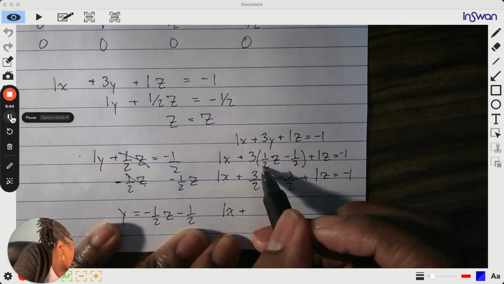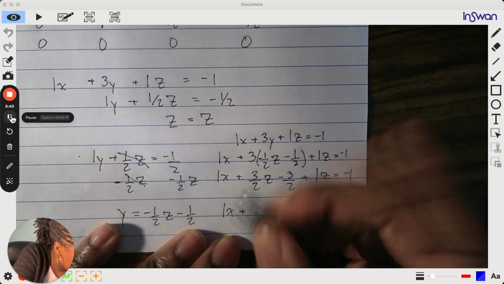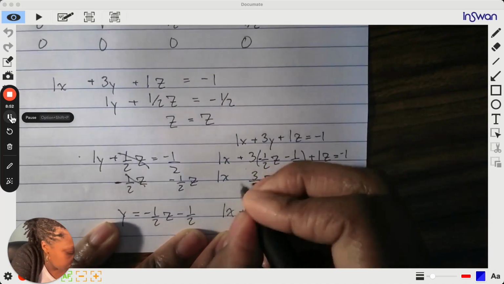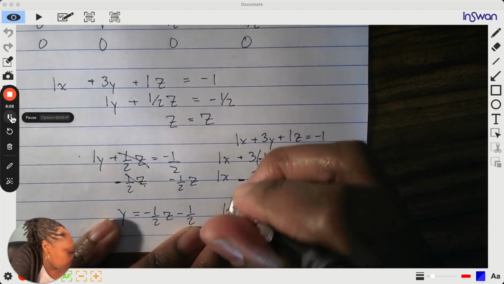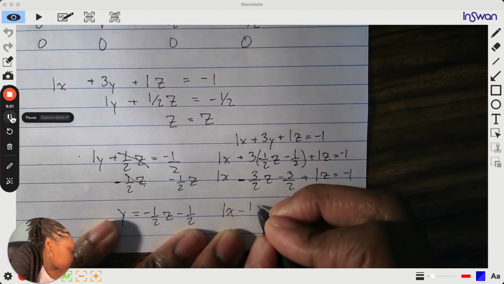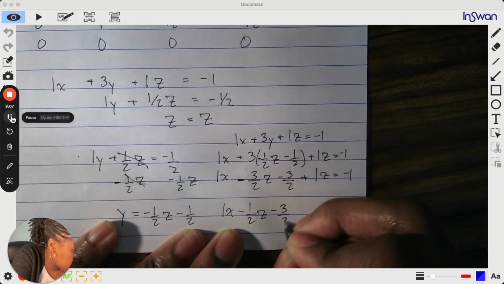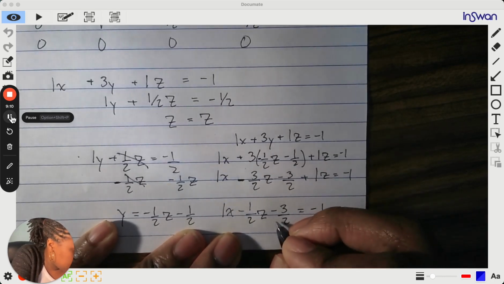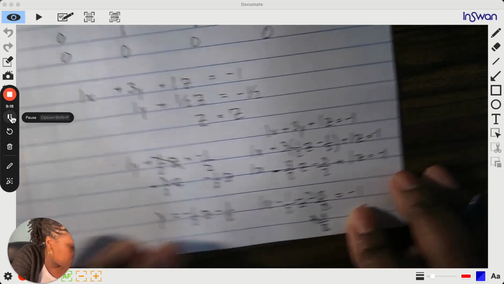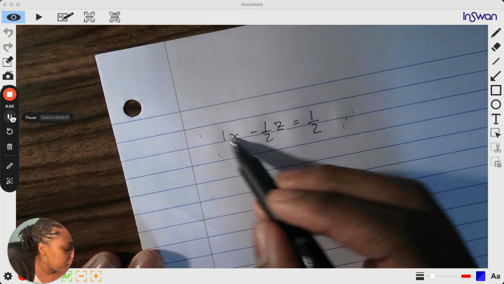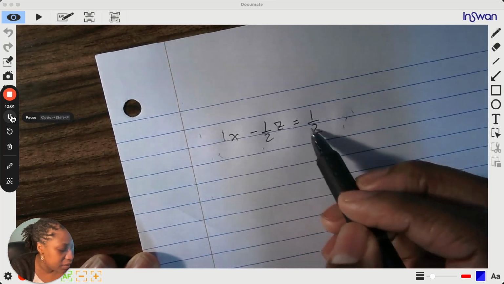I have 3/2 z plus a whole. That leaves me with, oh, hold up. That y had a negative right there in front. So this ends up being a negative 3/2 z. And that leaves me with a negative 1/2 z. And now I'm going to move over my 3/2. That cancels out. I need a little bit more room. I got another sheet of paper. And this leaves me with 1x minus 1/2 z equals 1/2.